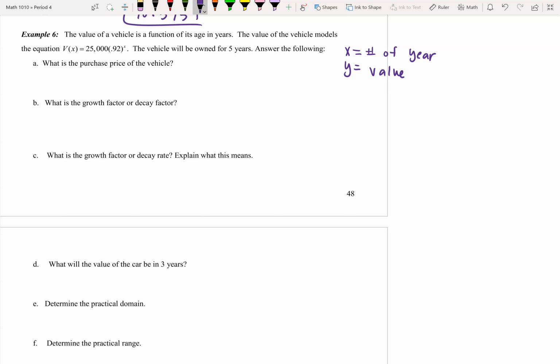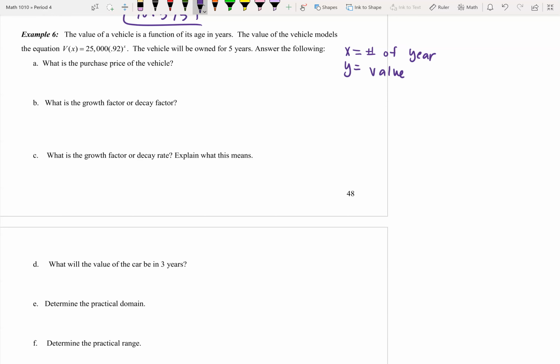You guys, I would love it if you could answer this question. Is the value of this car going up or down? It's going down. How do you know it's going down? 0.92 is less than 1. Don't say it's going down because the value of all vehicles goes down. That's false. What if you have a collector car, and you never drive it? That value is going up. So in rare instances, cars can go up.